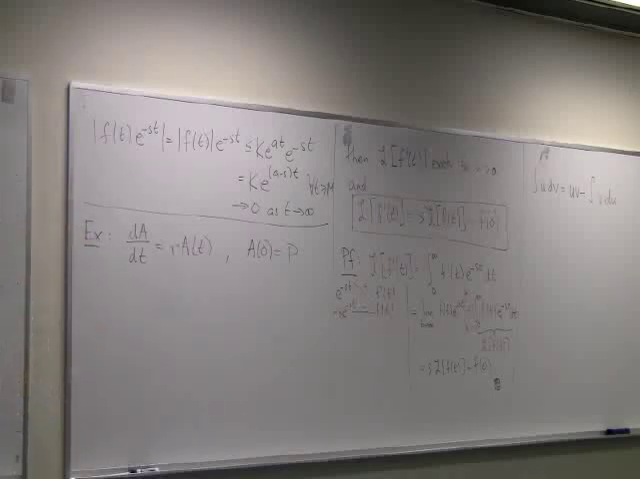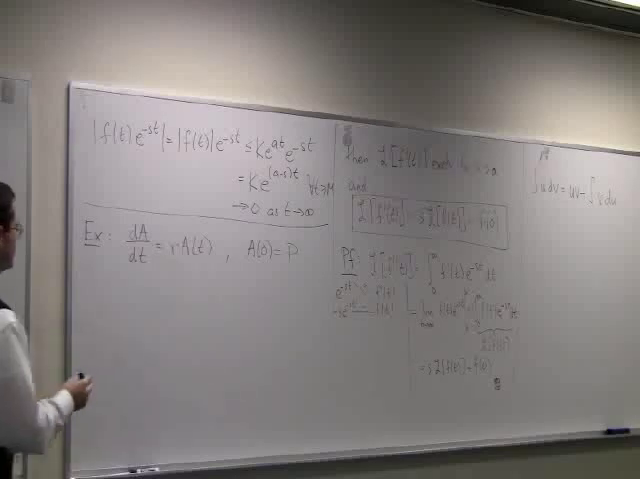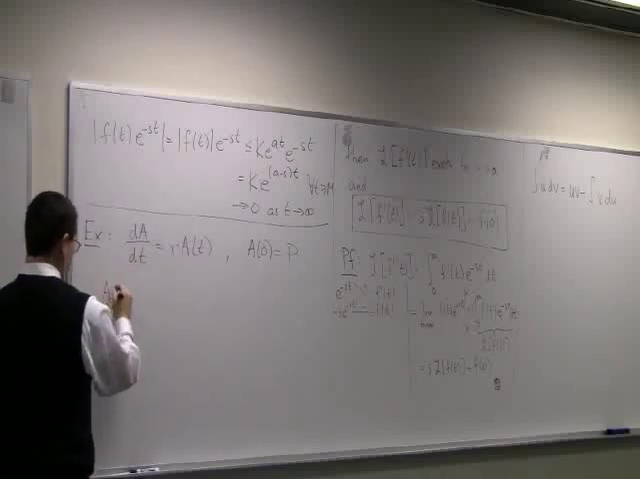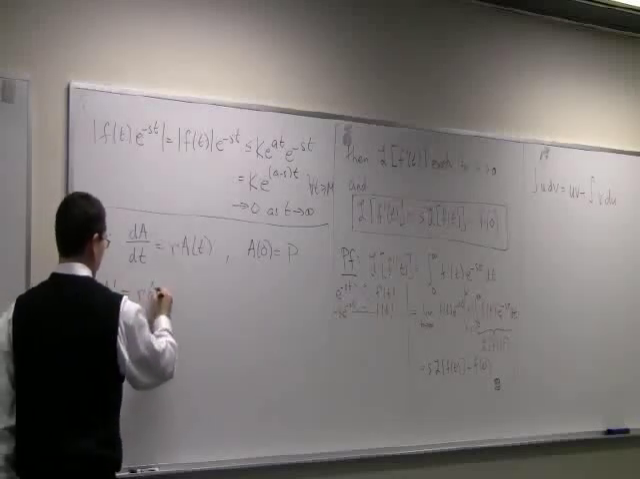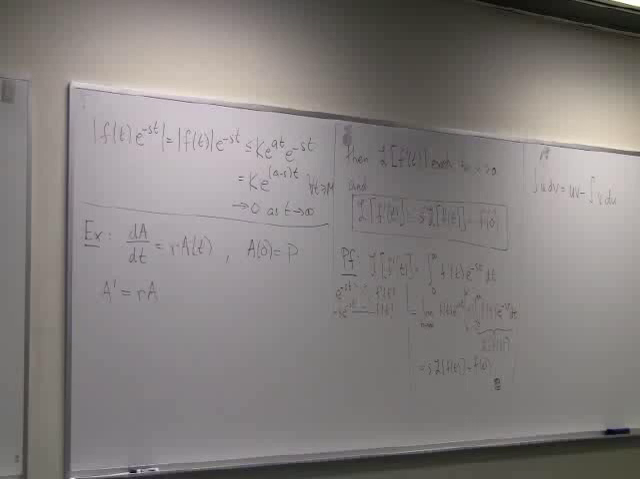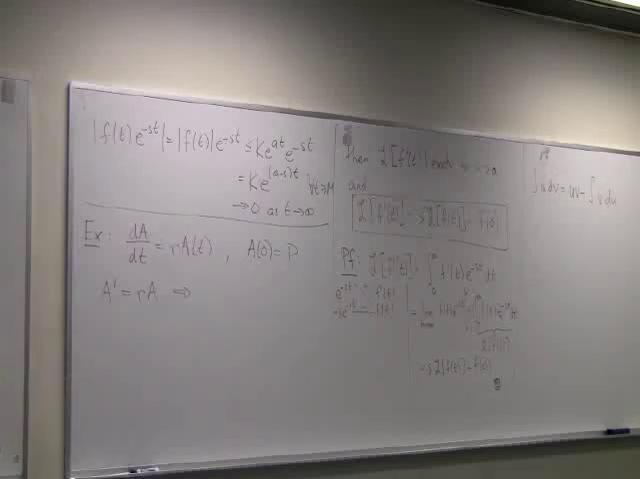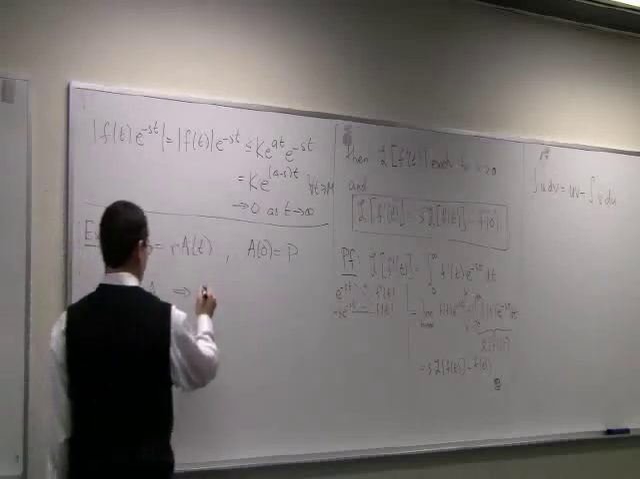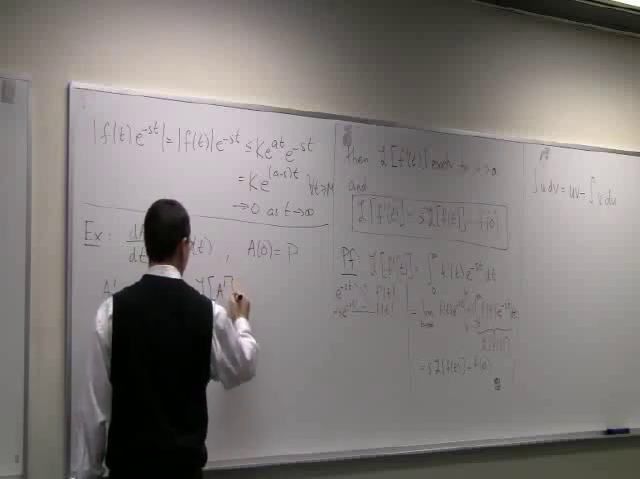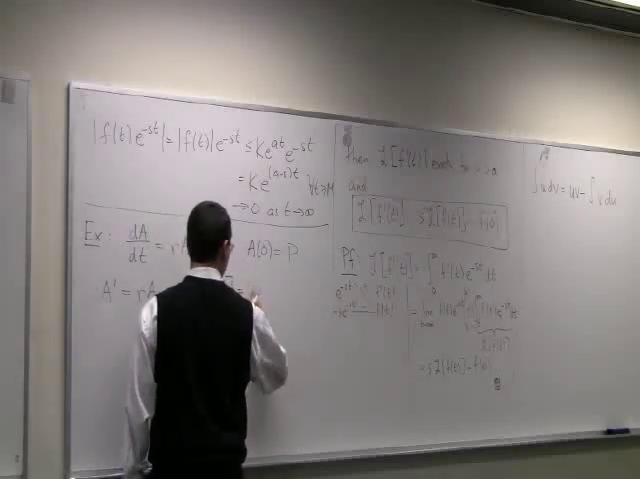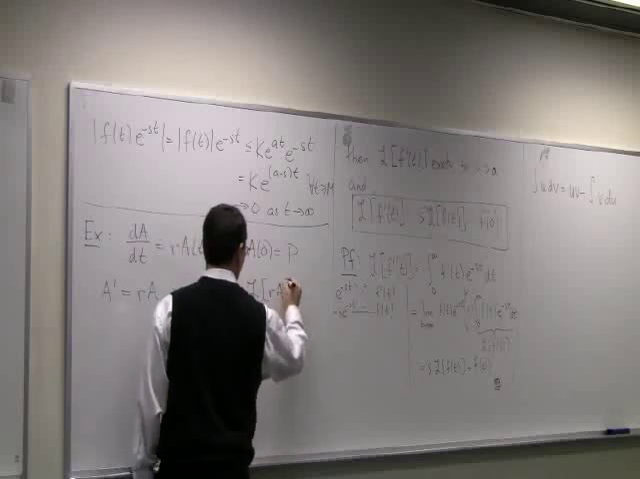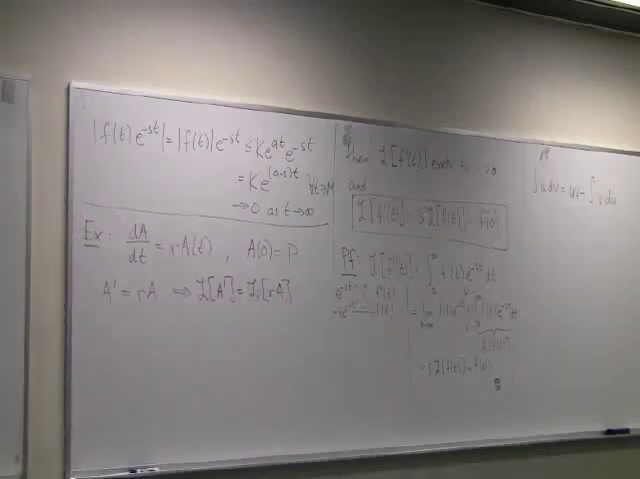But let me show you a way to do it with Laplace transforms. Straightforward. So first, let me rewrite this slightly. I'll just write this as A prime equals RA, a little shorter. And now I'm going to take the Laplace transform of both sides of this differential equation. So I get L of A prime should equal L of RA. Now, R is a constant. What do you think we can do with constants? Pull them out. Yeah, pull them out.